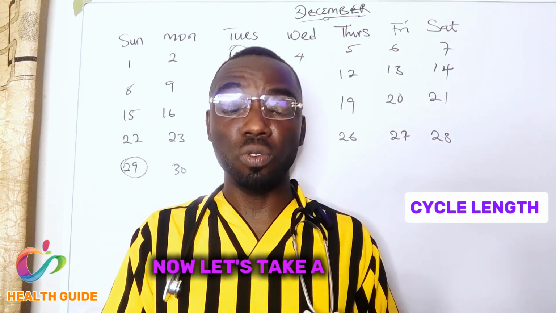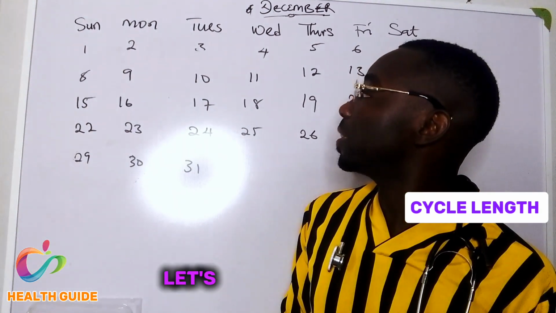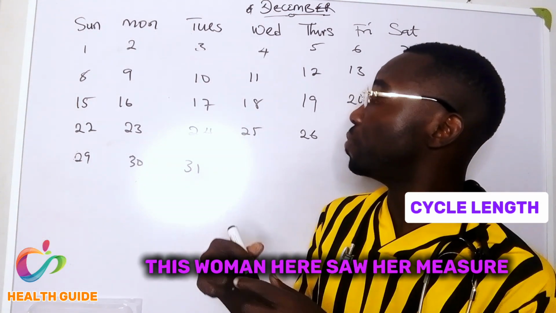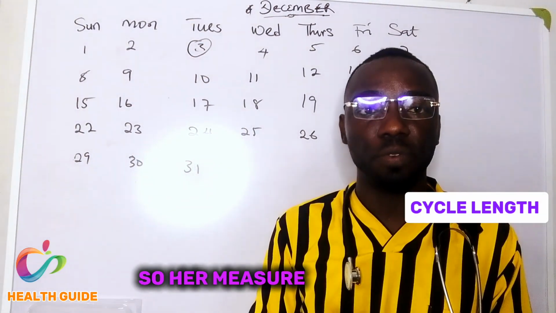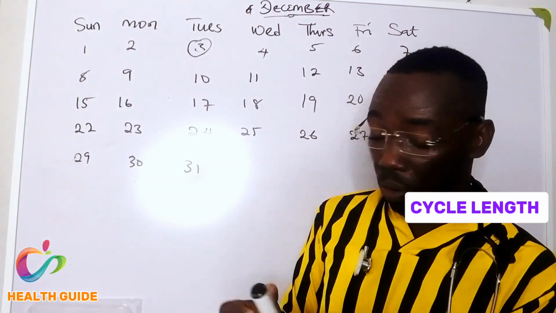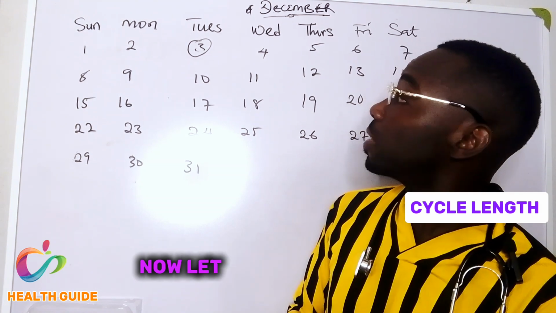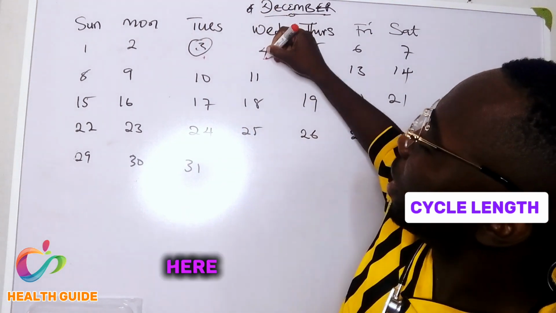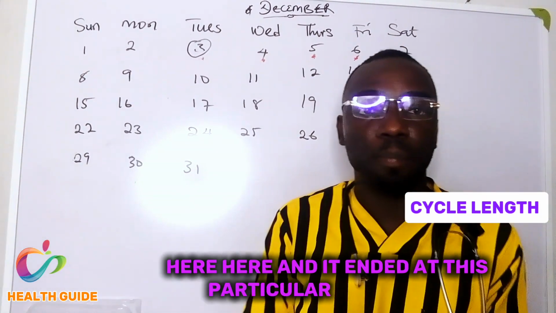Now let's take a look at this one after the other. Let's take it that the very first day this woman saw her menstrual flow was on the 3rd. Now remember, this menstrual flow can take up to 3 to 4 days. Now let's assume that the menstrual flow started from here, and it ended at this particular point.